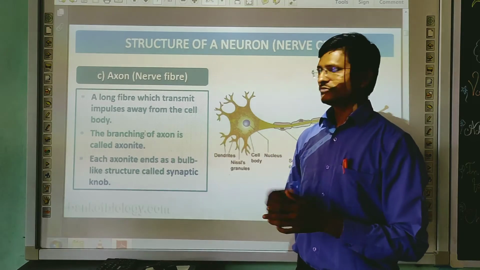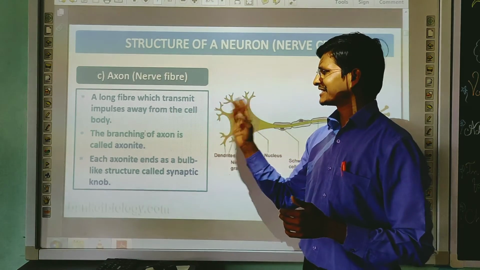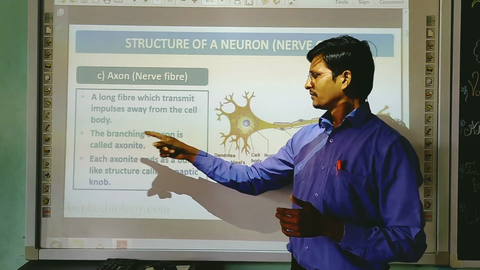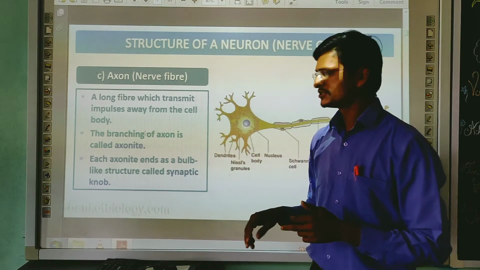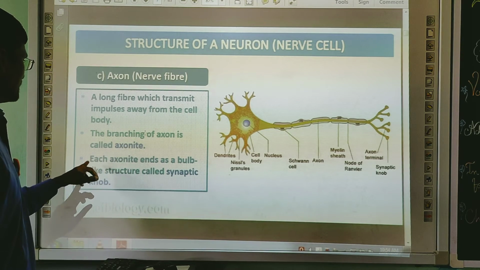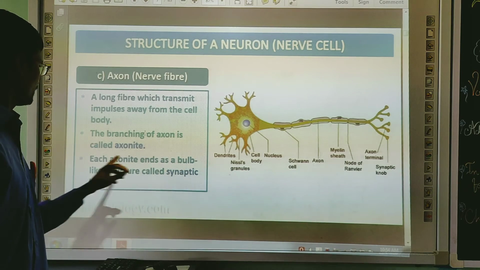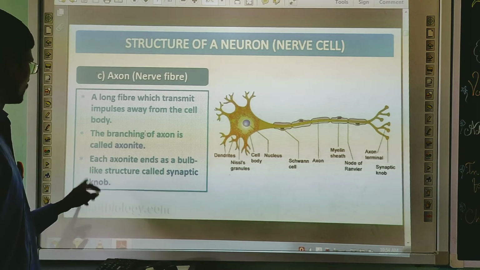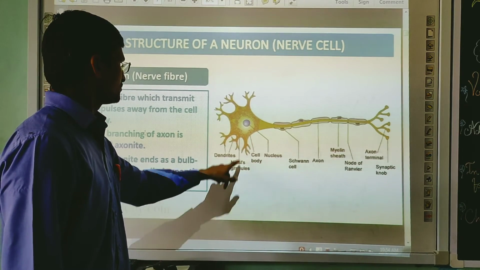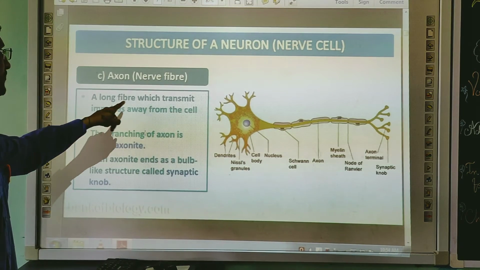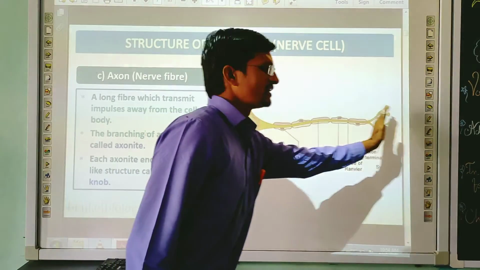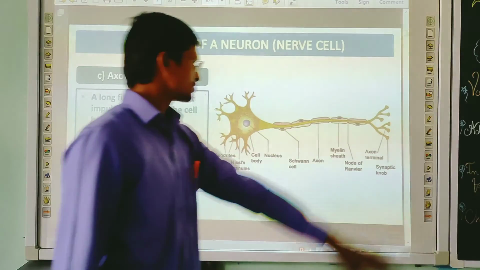Axon, the nerve fiber, is a long fiber which transmits impulses away from the cell body, and the branches of the axon are called axonites. Okay, branches of the axon are called axonites, and each axonite ends as a bulb-like structure called a synaptic node. What we call the synaptic node. You can see inside, Nissl's granules are there. So the long fiber which transmits impulses away from the cell body, from here to here, this total part is called the axon.